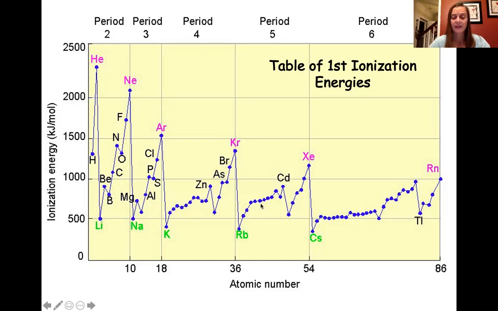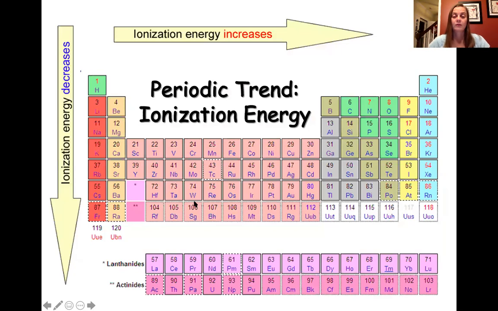These flat areas, when we talk about transition metals, because their radii are very similar, their ionization energies also tend to be very similar. So in general, ionization energy increases across a period and decreases down a group.